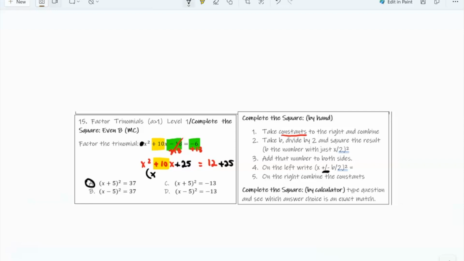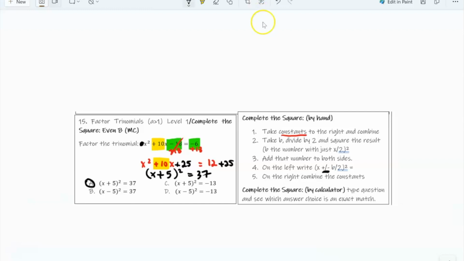So what's b? b is positive, so I'm going to write positive. And then b divided by 2, so only b divided by 2 here. So 10 divided by 2, which is 5. Close the parentheses and then square. And on the right, combine the constants, which we just said was 37. Okay, and that's it. So that answer, you can see, matches with A.